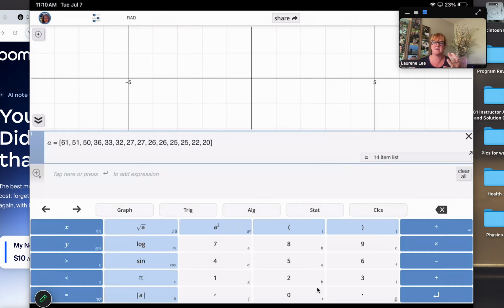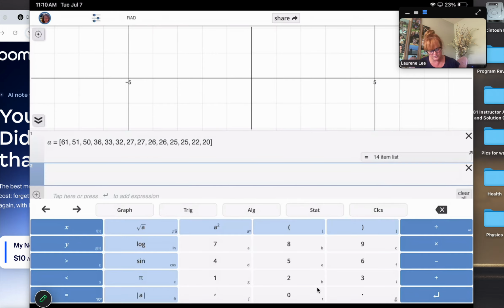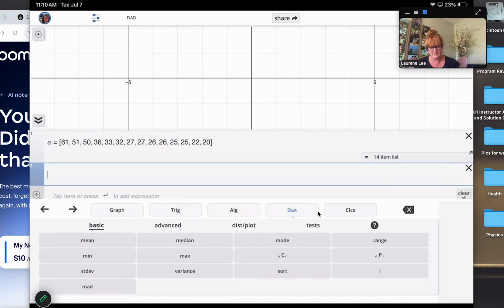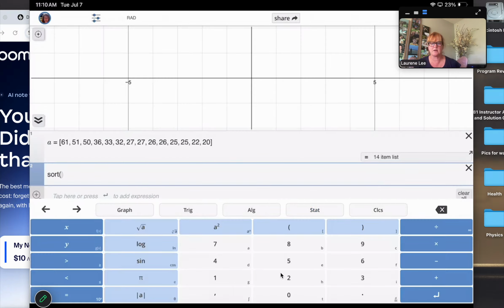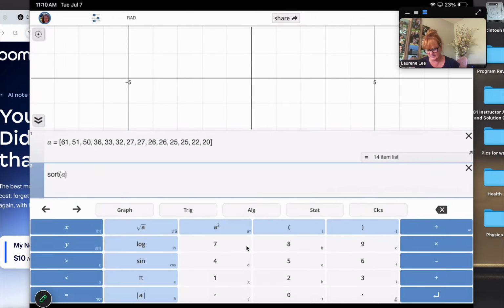You want this to be in order. So on your next row, you're going to hit stat. That's right here. And then you're going to come over to, on basic, right here is sort. And then it's saying, what do you want to sort? We want to sort A, so I'm going to tap hold on that A again. And then it's going to give me this data set in order. And that way you can put all your numbers in order in an easy way instead of sorting through a mixed bag of data. Okay.